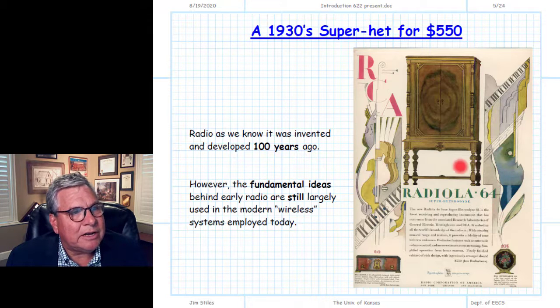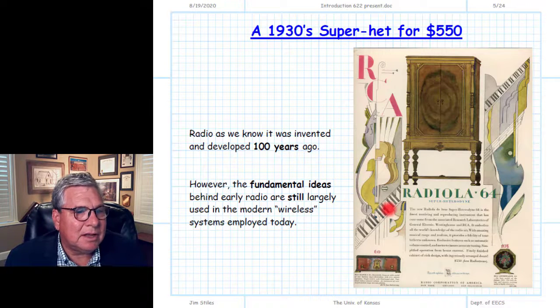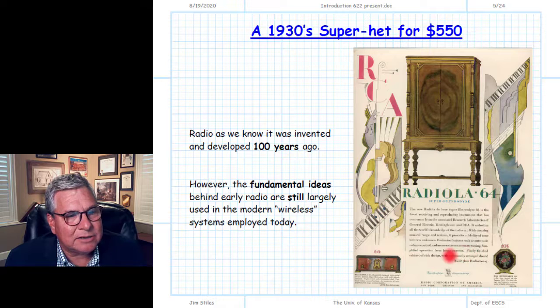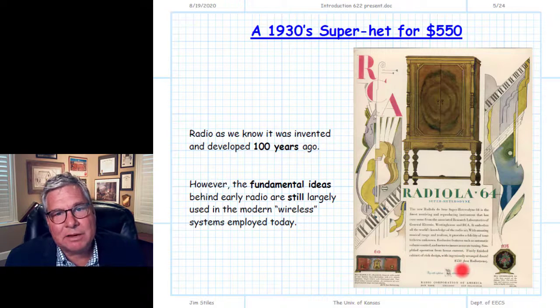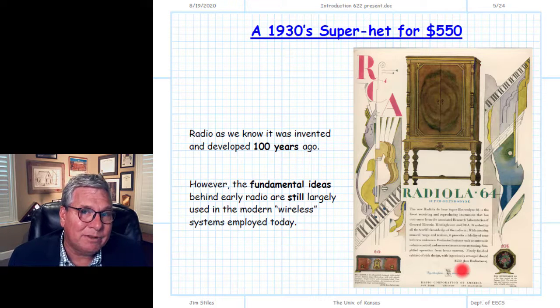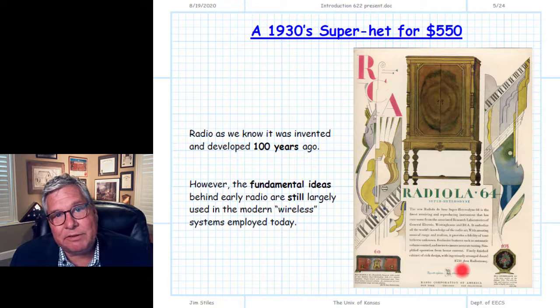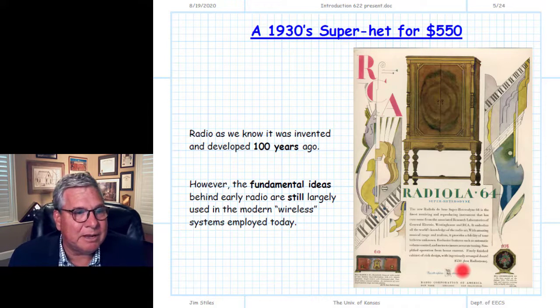Look at this ad right here. This is an advertisement from the 1930s. It's RCA, Radio Corporation of America, and they're selling a radio. There's a couple of things that are interesting about this advertisement. First of all, if you look at the price down here, it's hard to see. It's $550 for an AM radio. How many of you would spend $550 for an AM radio now? Well, this is back in the Depression, again, where $550 might be several months' income for many families.